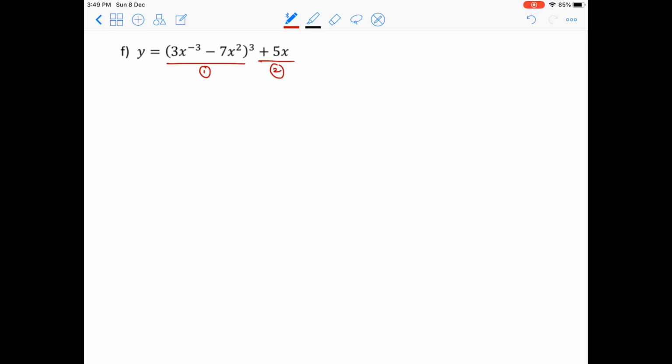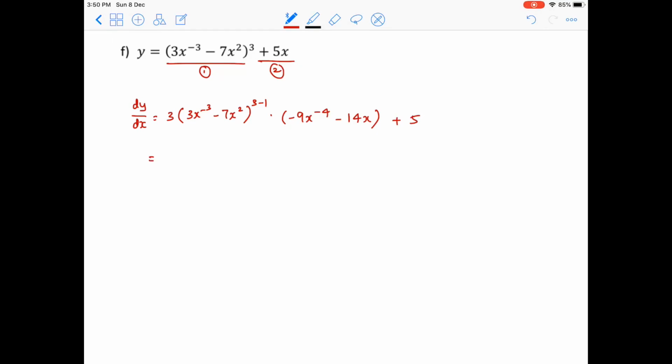So for the dy dx, we can do them individually. First, looking at the first term, same thing, power bring down. Everything inside the bracket, we will copy it. My power minus 1, which is 3 minus 1, multiplied by the derivative of the inside. Let's do it mentally. The derivative of the inside will be negative 9x power negative 4, minus 14x. I will simplify this later, and differentiating my second term, I will just have a plus 5.